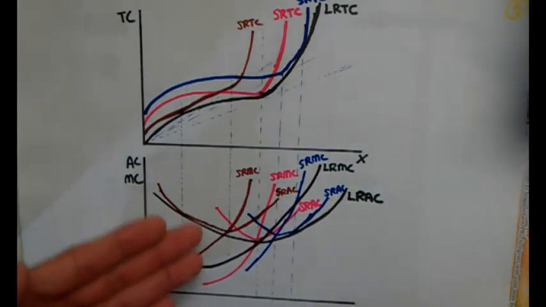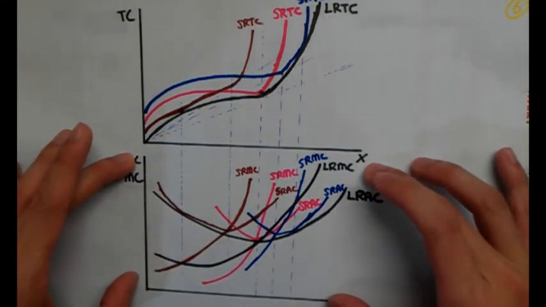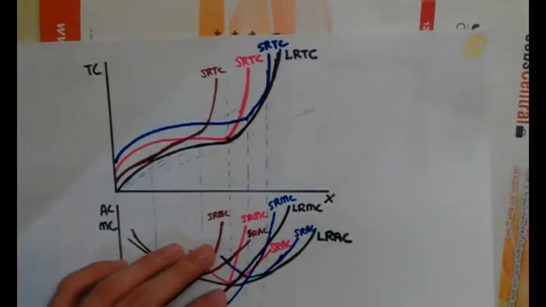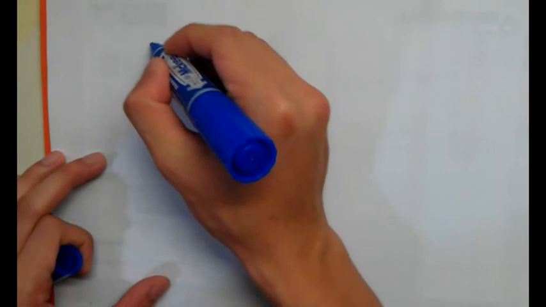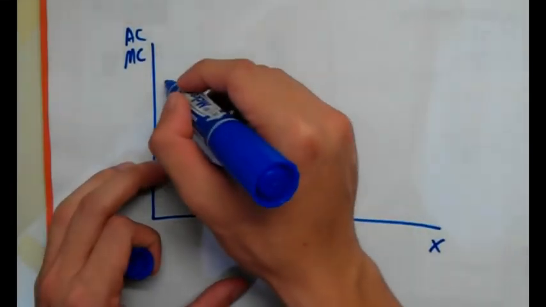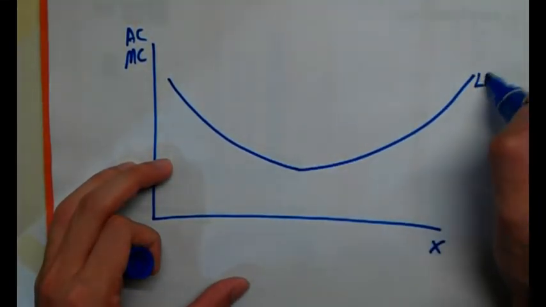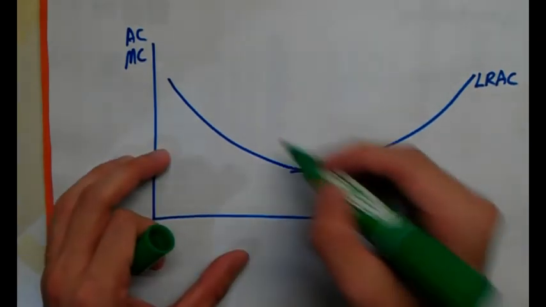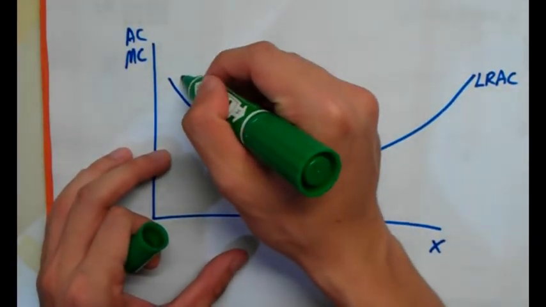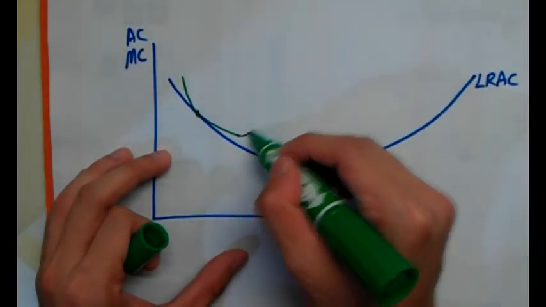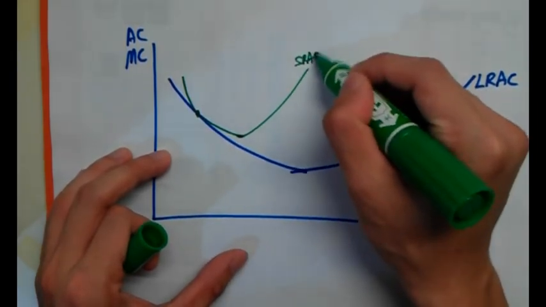The important part about this is where the intersection of the LRAC and the SRAC is. So let's go through that. Now, this is my LRAC, and that's the minimum point. There are three possibilities. Possibility number one, my SRAC can touch this point here, and the minimum point will be on the right side of that, and it will go up. Possibility number one.